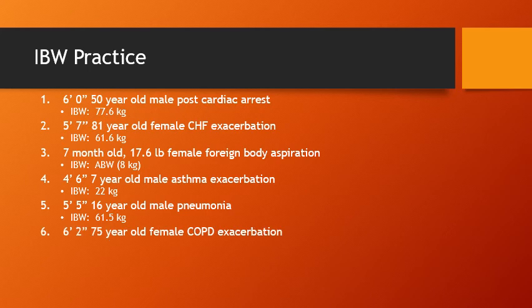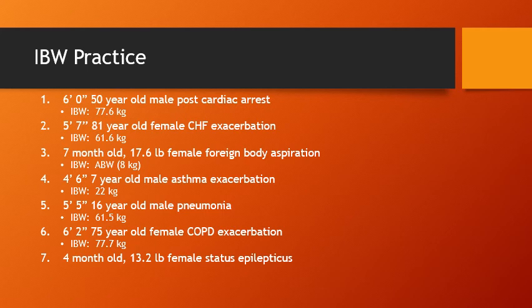Patient number 6 is a 6 foot 2 inch 75-year-old female with a COPD exacerbation. So pause your video and calculate the ideal body weight for this patient. So this patient's ideal body weight is going to be 77.7 kilograms, and we get that by taking 2.3 times 14, and 14, that's because 6 foot 2 inches is 14 inches taller than 5 foot. And then we're going to add that to 45.5 because she is an adult female. That gives us 77.7 kilograms.